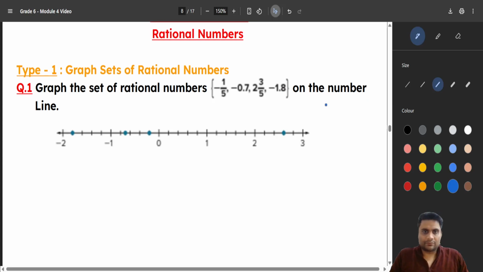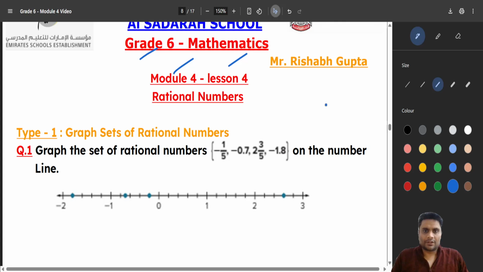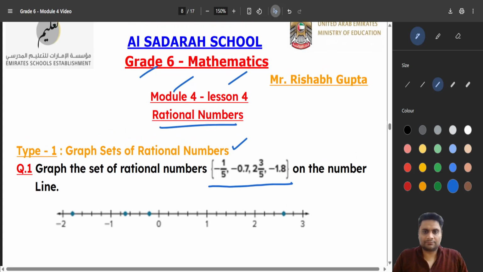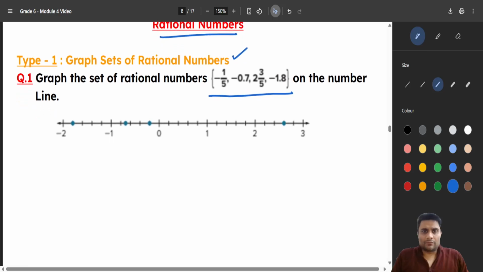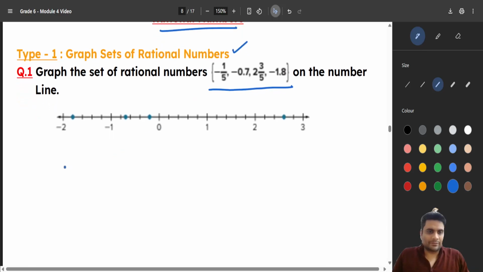So this is module number 4, lesson number 4, rational numbers. Type 1, we have to graph the set of rational numbers. So a set of rational numbers are given here and we have to put it on the graph. This is my number line, we have to put it here. Okay. First of all, we will convert all the numbers into decimal.